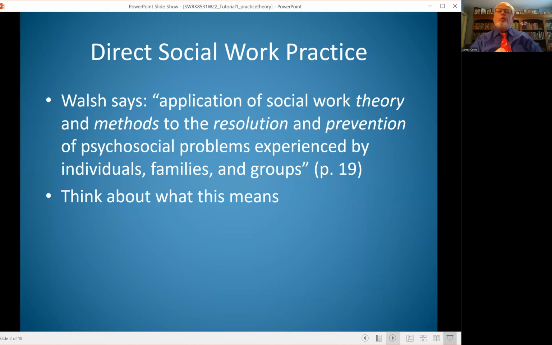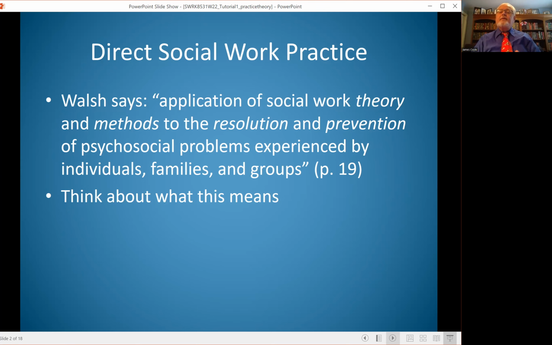Our textbook author, Walsh, describes social work practice as the application of social work theory and methods to the resolution and prevention of psychosocial problems experienced by individuals, families, and groups. Take a moment to consider what this means.